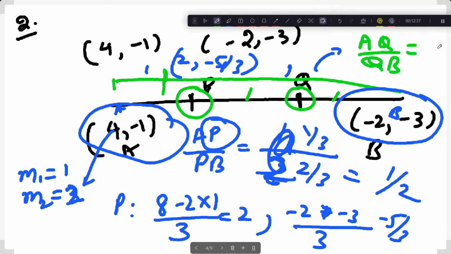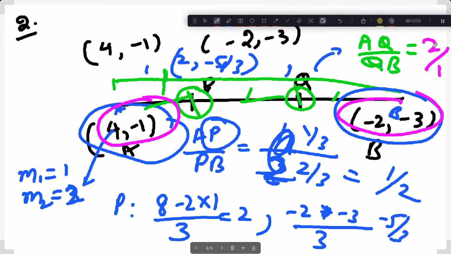AQ by QB is equal to what? AQ is what? This is a trisection, right? कलर चेंज कर लेना चाहिए क्या मुझे थोड़ा सा, तो कुछ तो समझ आया. 2:1. ठीक है. सो सेम तरीके से ही निकलेगा आपका. कोऑर्डिनेट्स यही रहेंगे, राइट? सो 2 into -2 -4 प्लस 1 into 4, 4, 0 हो गया. एक्स कोऑर्डिनेट तो 0 हो गया. वाई कोऑर्डिनेट देख लेते हैं.